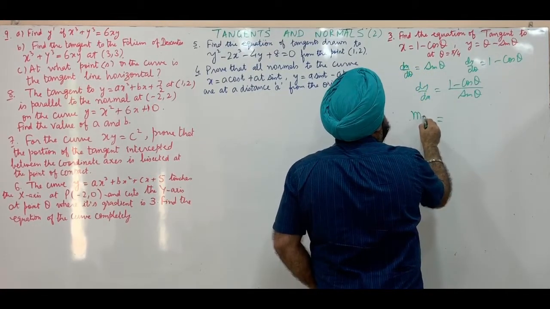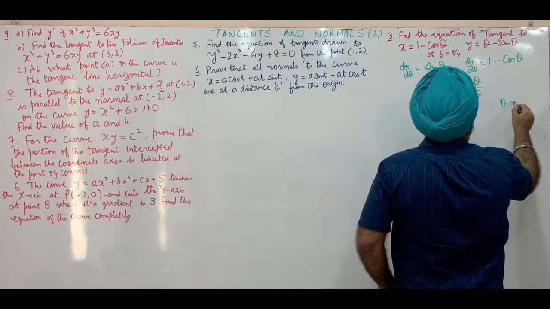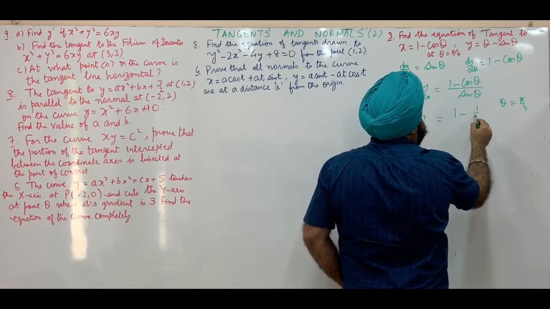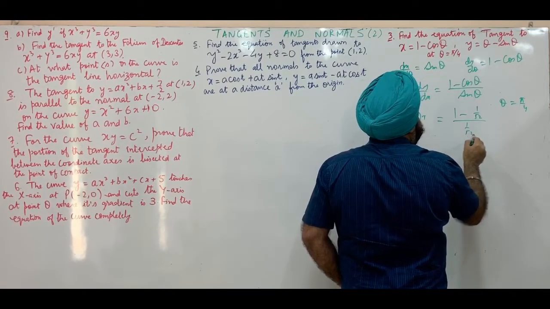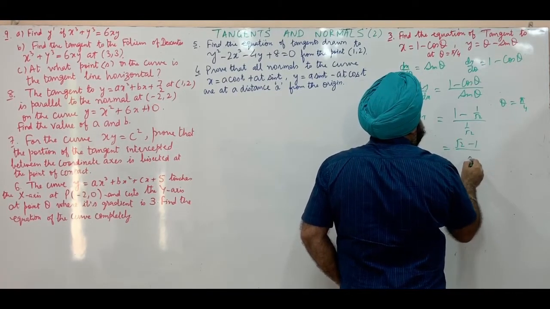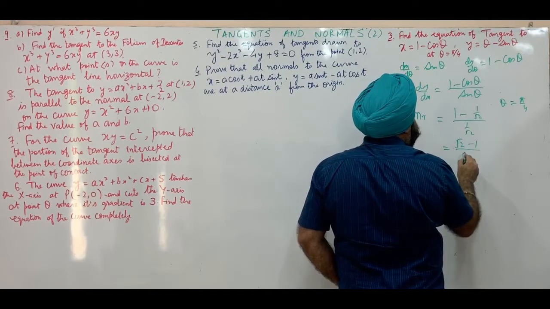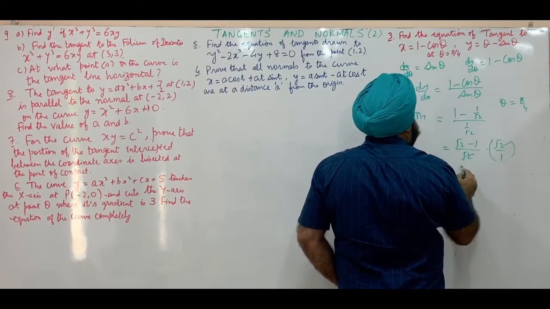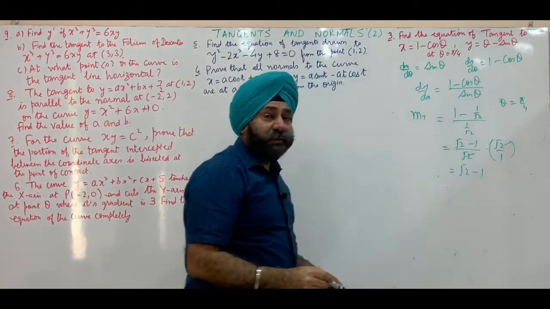So we find out the slope of tangent. Theta is pi by 4. 1 minus cos pi by 4, 1 minus 1 by root 2. This will be root 2 minus 1 upon root 2, divided by 1 upon root 2. So this is root 2 minus 1. This is the slope of tangent.